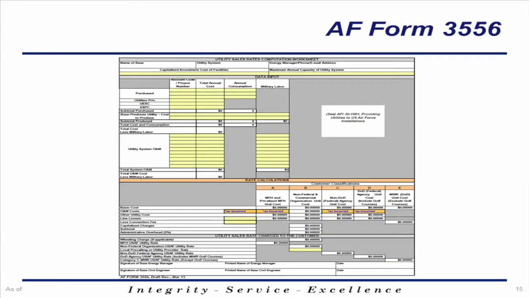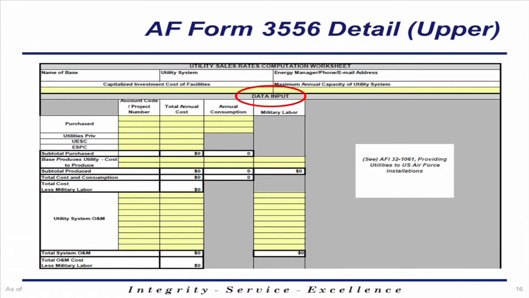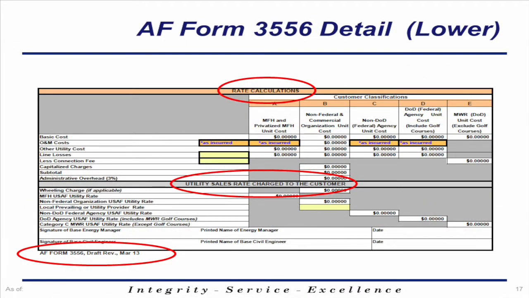Here we can see a blank Form 3556, and on the next slide we'll show a little more detail. Here you can see the upper part of the Air Force Form 3556. What we'll do today is discuss the sources of data and where they are entered in this form. You can see the data input section right here.